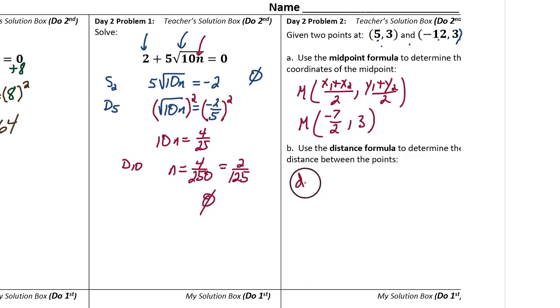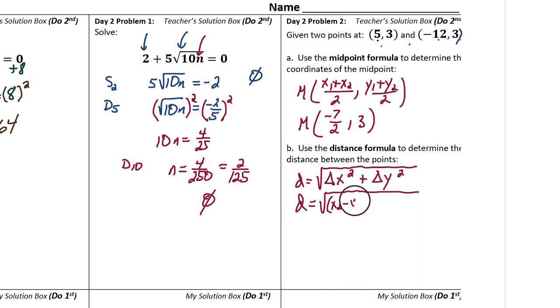Now the distance formula. The distance equals the square root of the change in x squared plus the change in y squared. In your notes, instead of the delta triangle symbol to mean change, you might have it written out the long way. Subtract the x's and square it, and subtract the y's and square. Let's do that. Focus on the x's first.